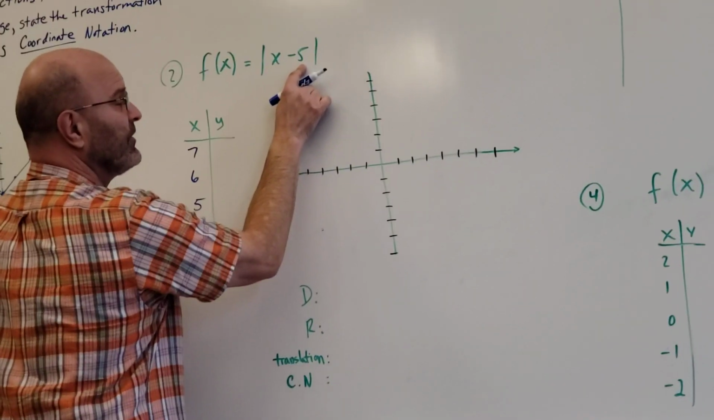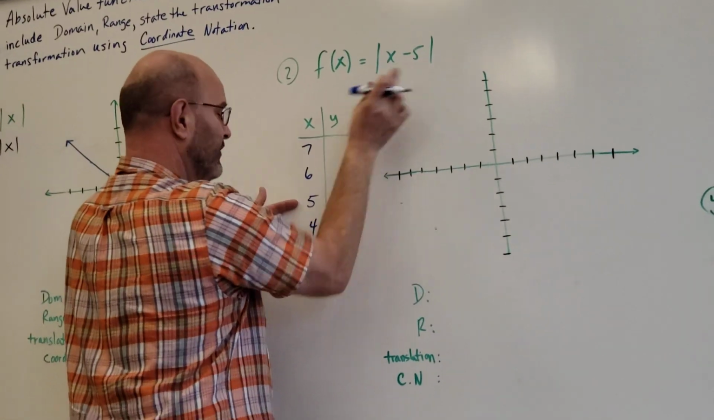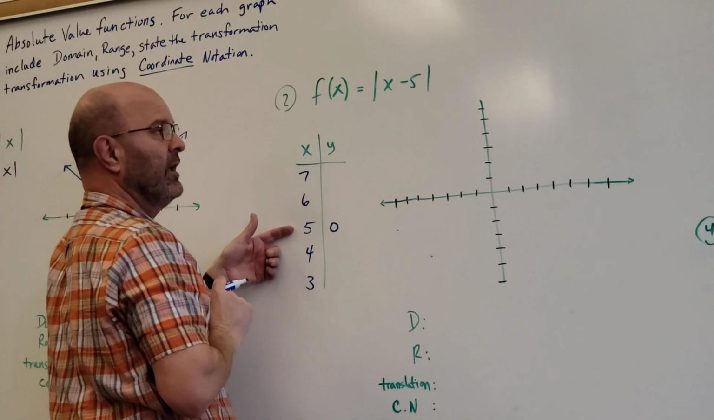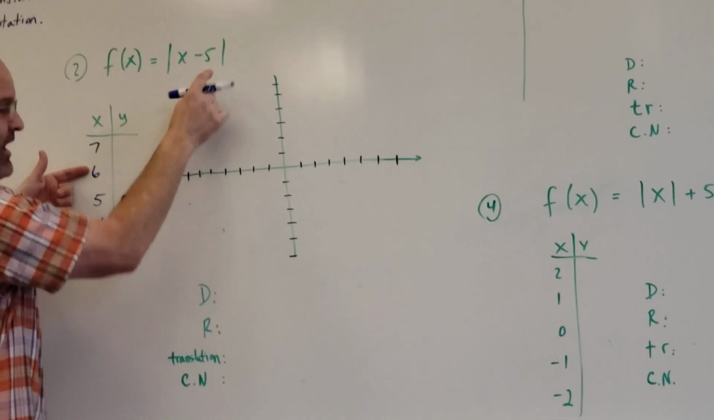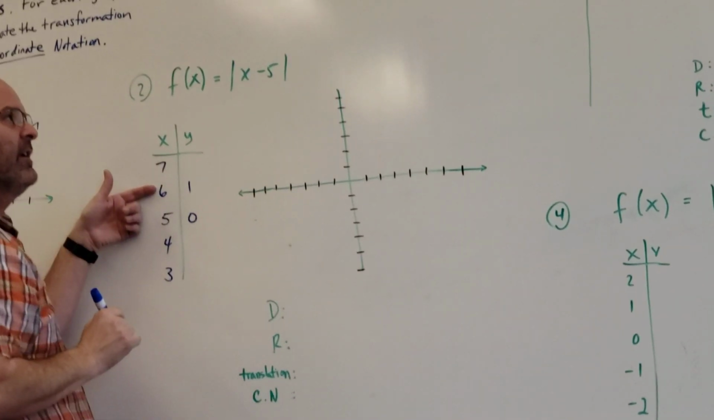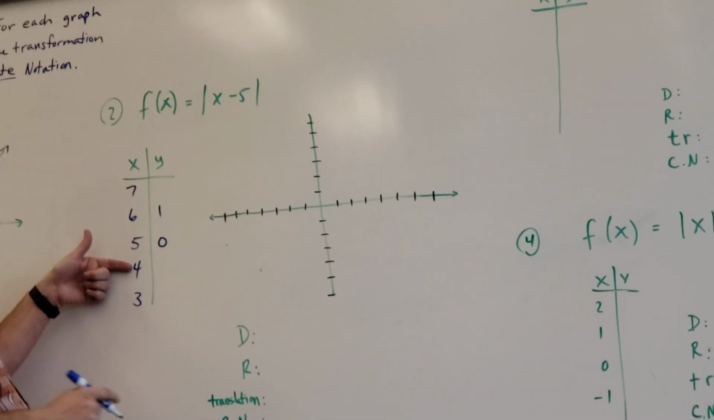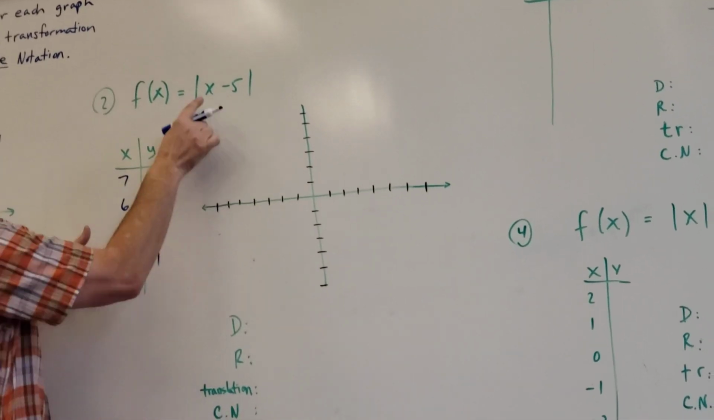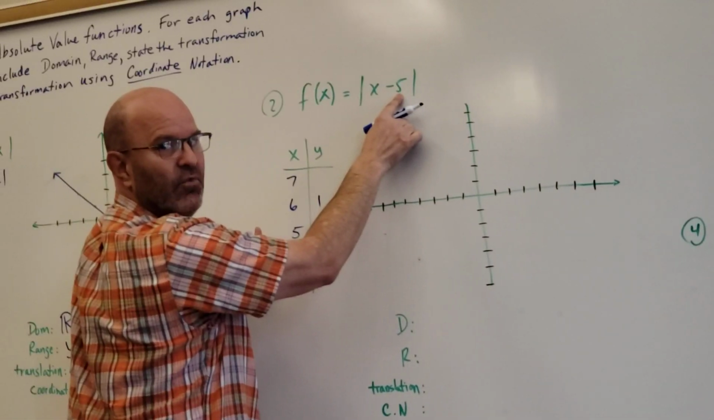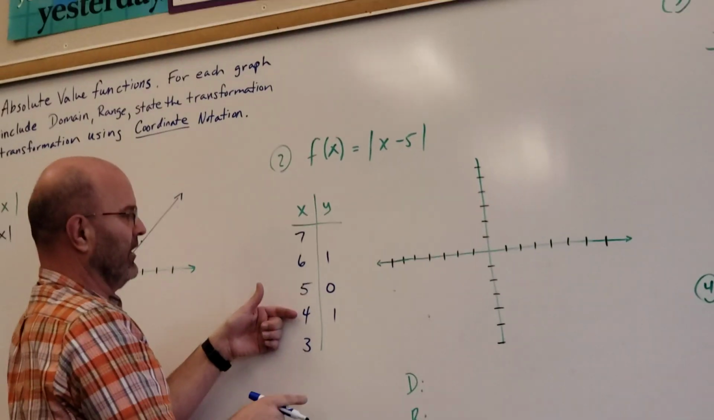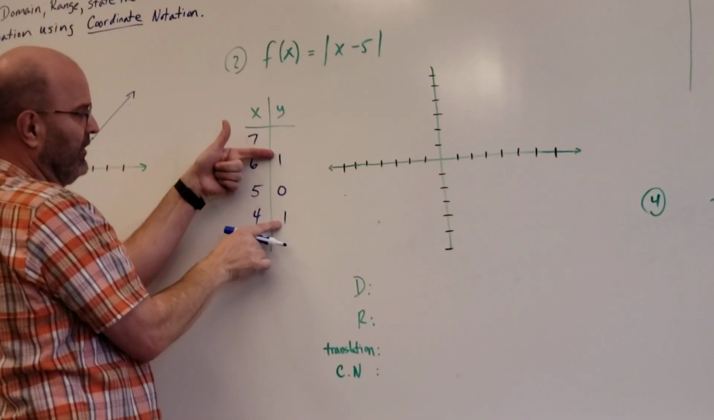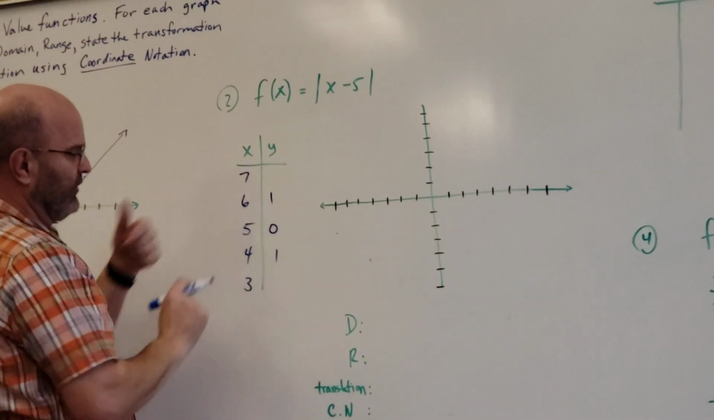5 minus 5 is 0. The absolute value of 0 is 0. If I plug in 6, 6 minus 5 is 1. And the absolute value of 1 is 1. And the funny thing is, if I plug in 4, I'm going to get 1 also. Because 4 minus 5 is negative 1. And isn't the absolute value of negative 1 equal to 1? So these output values match.